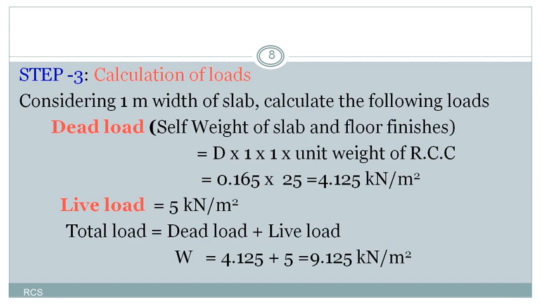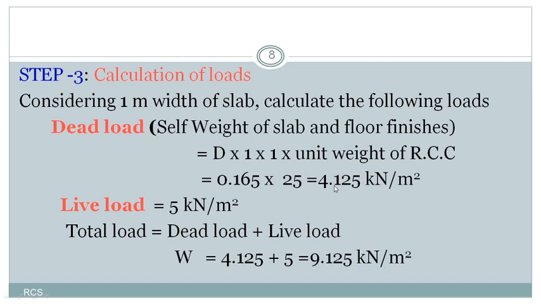By considering 1 meter width of the slab, we are not considering the whole width of the slab, we are calculating total loads. The first one is the dead load, that is the self weight of the slab: overall depth multiplied by 1 meter length and 1 meter width multiplied by the unit weight of the slab, that is 0.165 into 25, equal to 4.125 kilonewton per meter square. So this is the self weight of the slab, or the dead load acting on the slab.